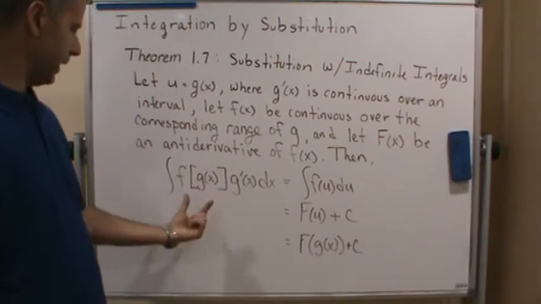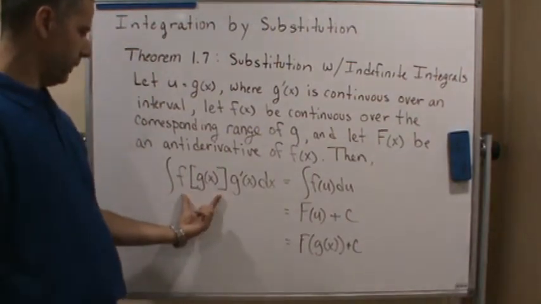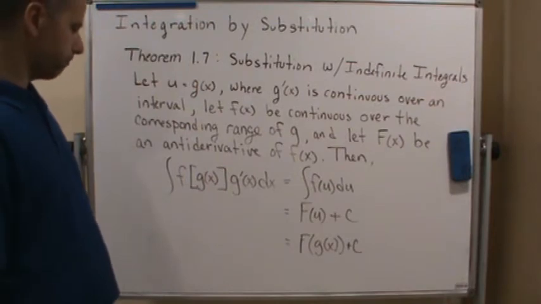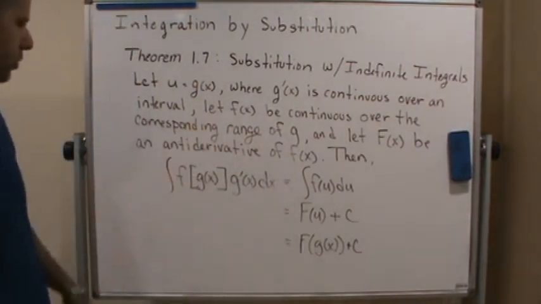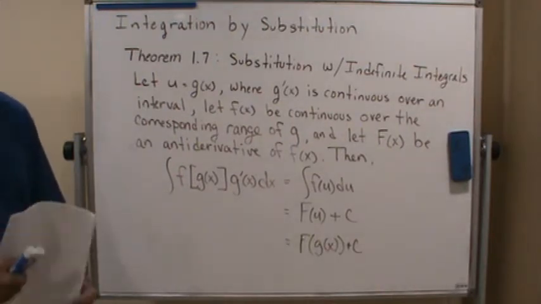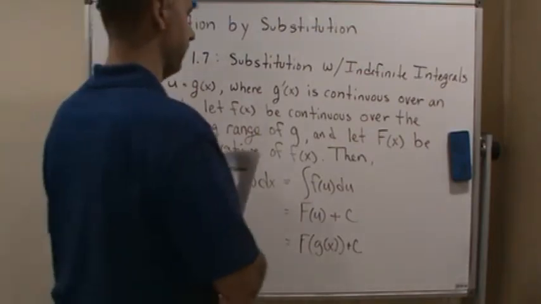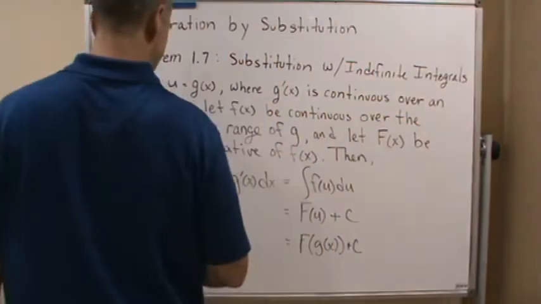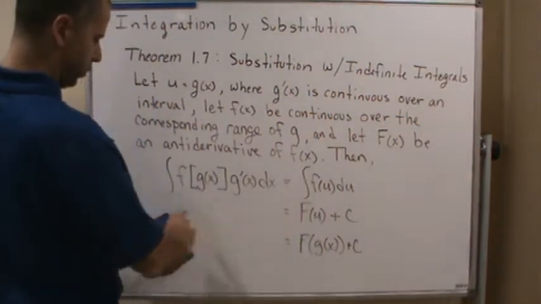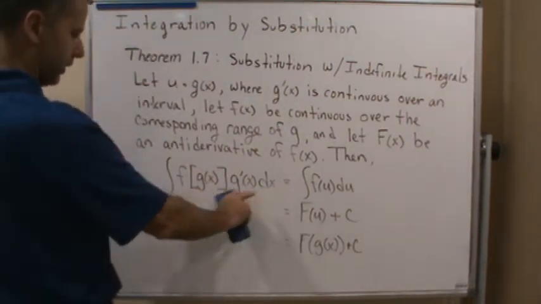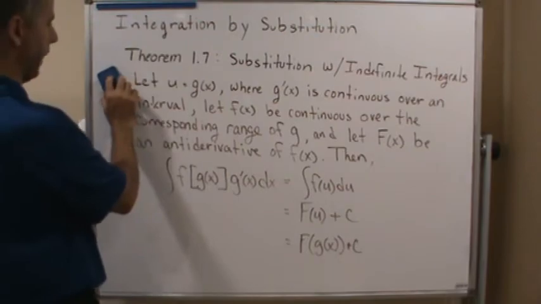So what we're doing is we're letting u be g of x. And then we do this. So if this is true, we can always do a u substitution. So what's the proof? Well, it's a pretty straightforward proof. We're going to show that this is going to be true. Given this information, we're going to show that this follows from that.